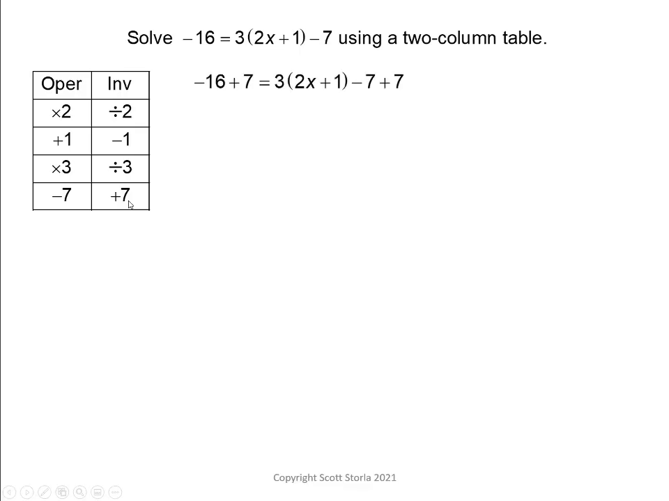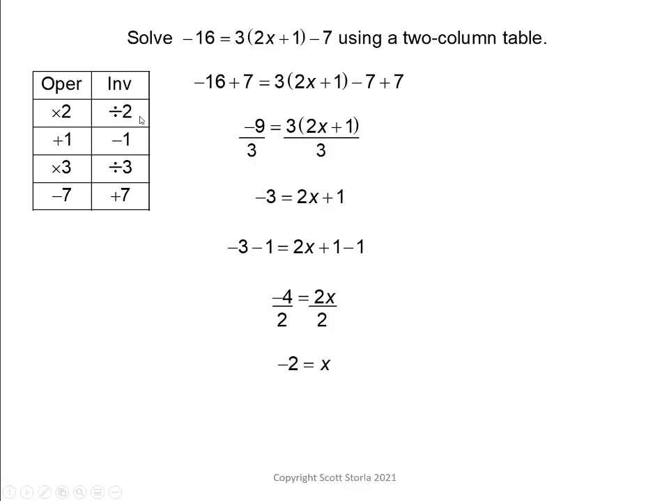First, we're going to add 7 to both expressions and simplify. Next, we're going to divide both by 3 and simplify. Then, we're going to subtract 1 from both and simplify. And finally, we divide both by 2 and simplify. And we find our answer is -2. Here's the check.